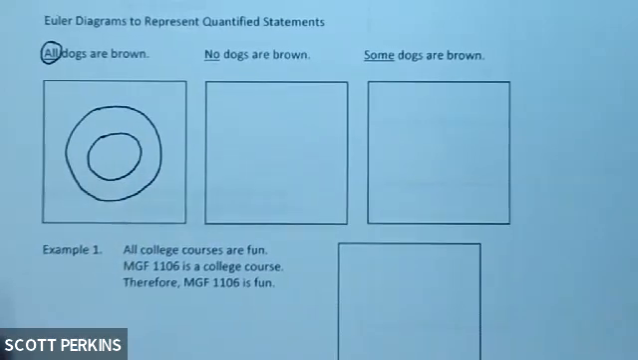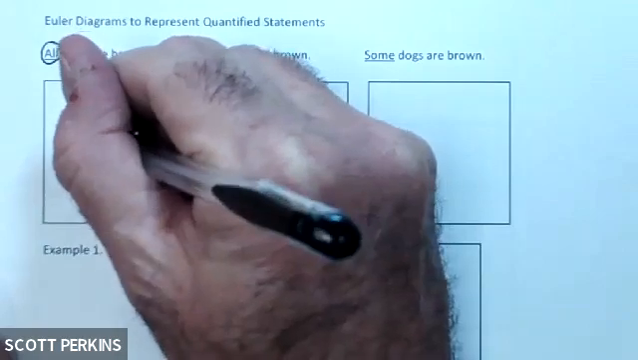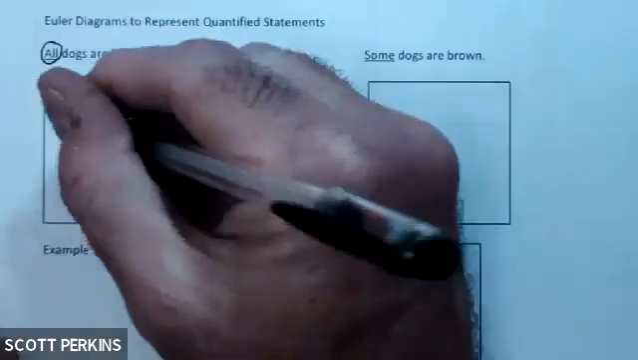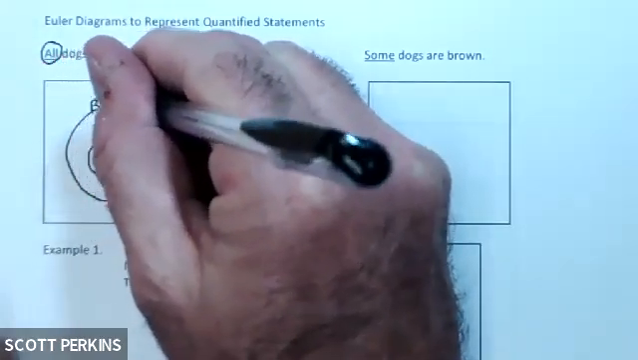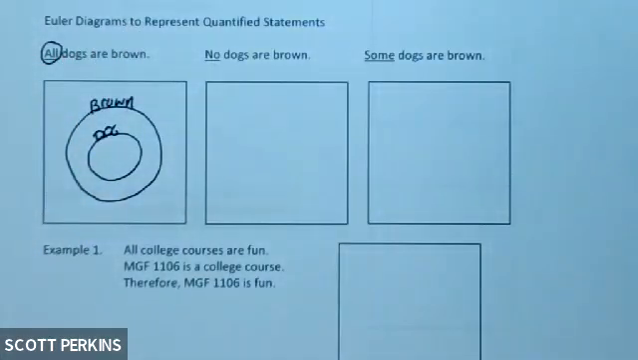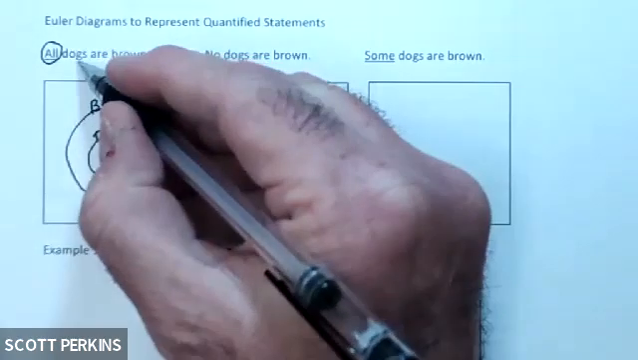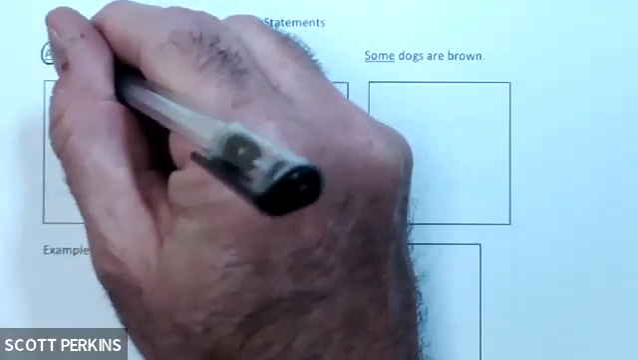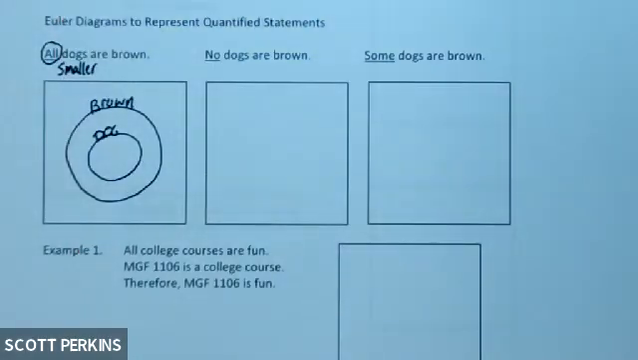My class yesterday had a little more trouble with that. So this is all my dogs, the smaller circle. The bigger circle represents the brown things. There must be other brown things according to the universe this statement belongs to. You with me so far? A nice way to remember this, as you're learning it for the first time: whatever word is closest to the "all" is always going to be the smaller circle. Whatever that next word is, it's always the smaller circle.